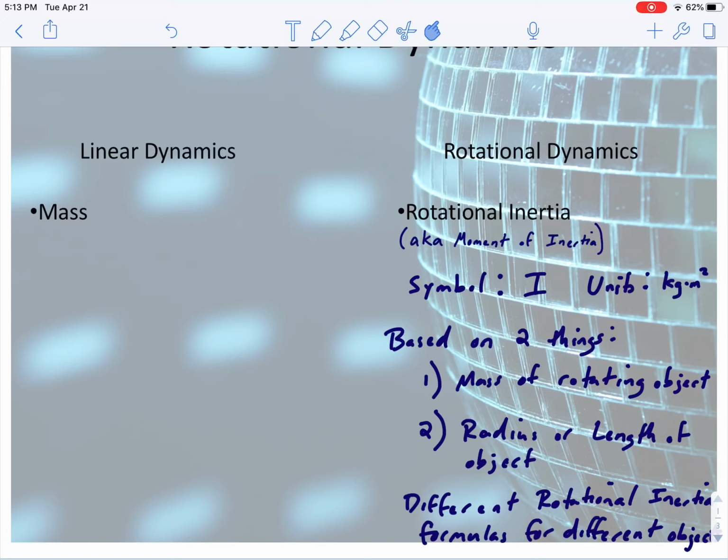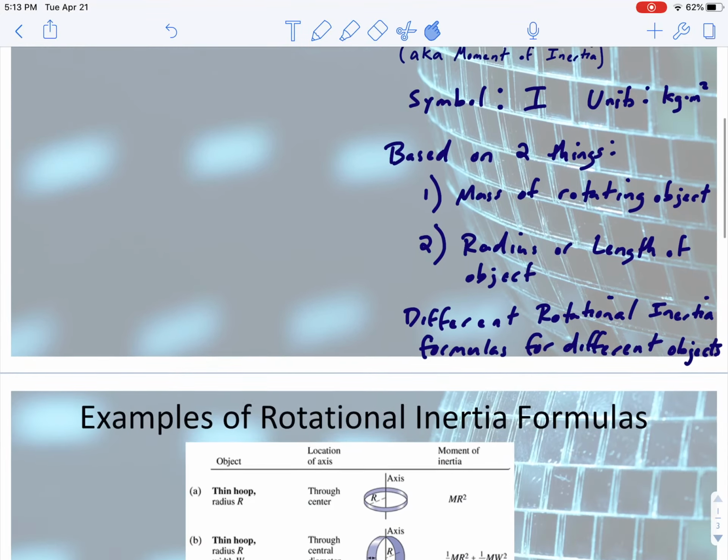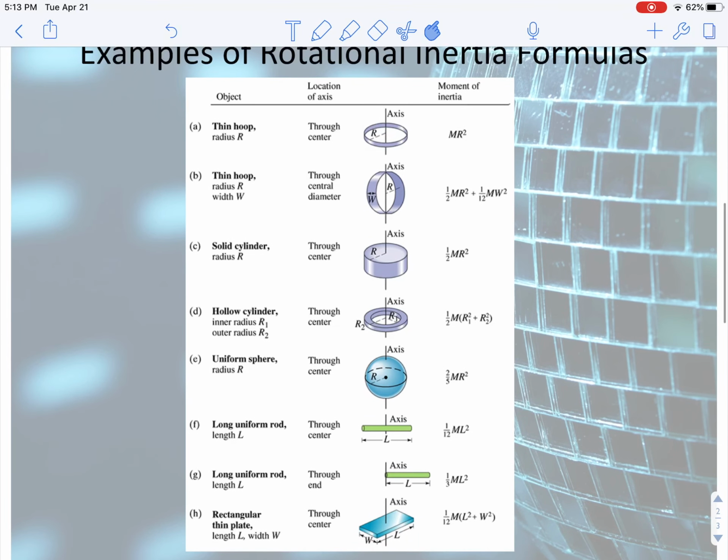The exception to this will be if we're doing an MP problem. If they don't give you the rotational inertia formula in the problem, there are some cases where you sometimes do have to look it up in there, but specifically for the AP test, you do not need to memorize any of these formulas. And I say that because on my next slide here, I give you an example of a whole bunch of these different formulas.